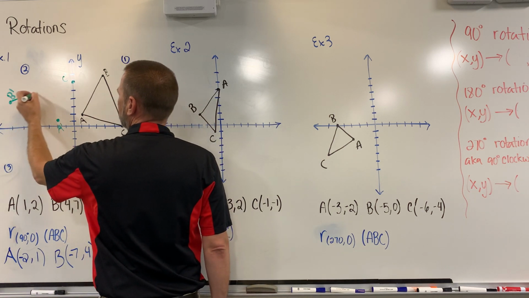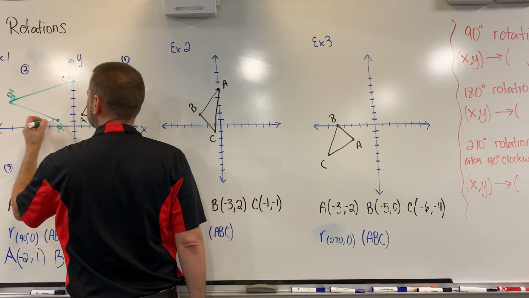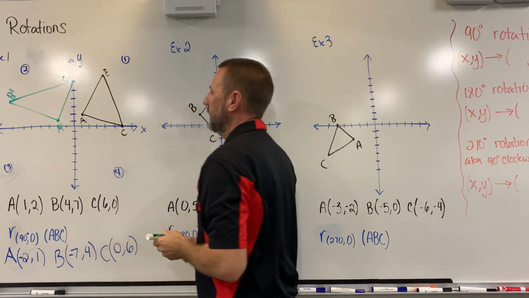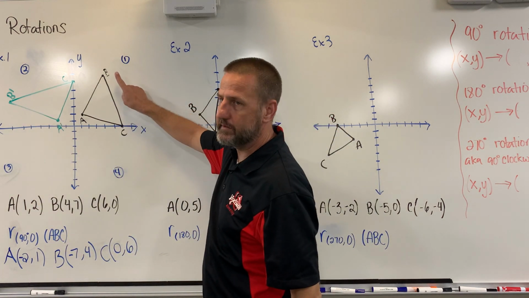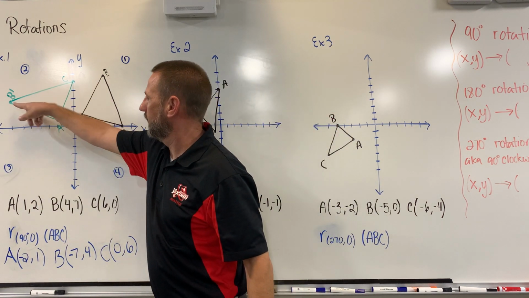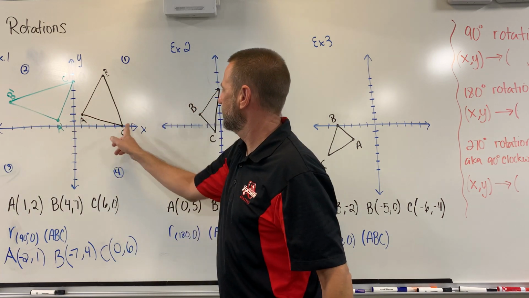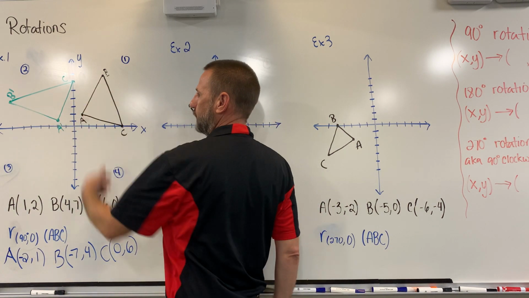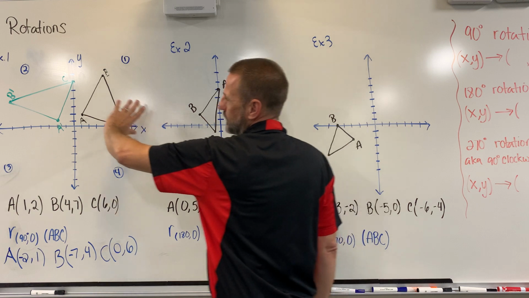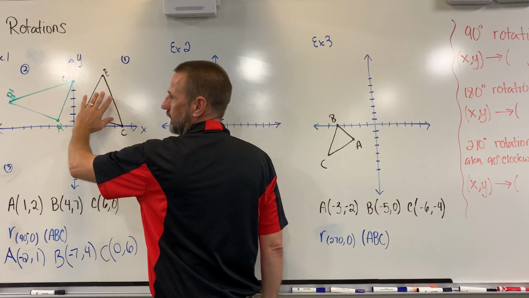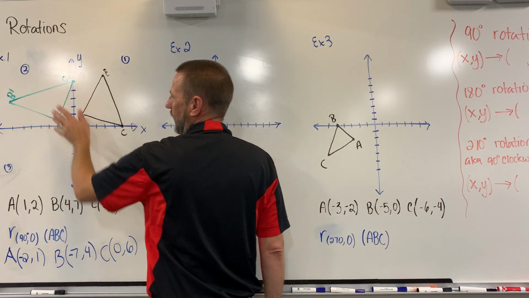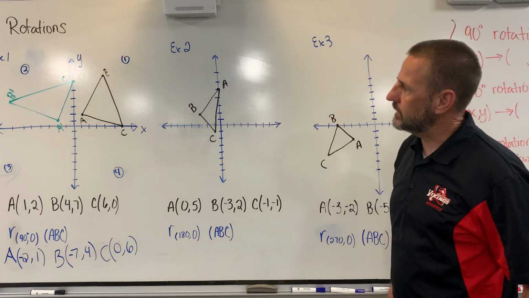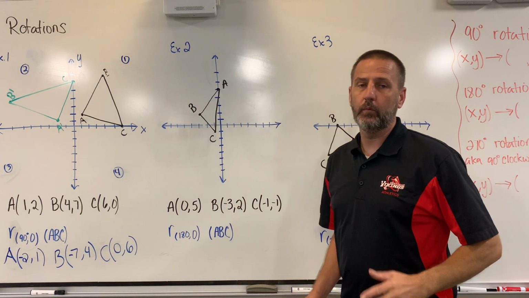So when I connect all those, like I talked about earlier, the B that was at the top is now pointing that way. The C that was at the bottom is now pointed this way. And A didn't change a whole lot because A was the closest thing to the origin, so it just kind of spun around. But overall, you can see that that is a 90-degree rotation.